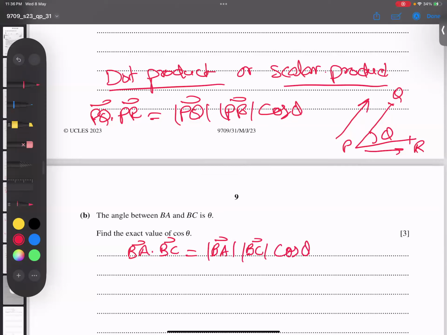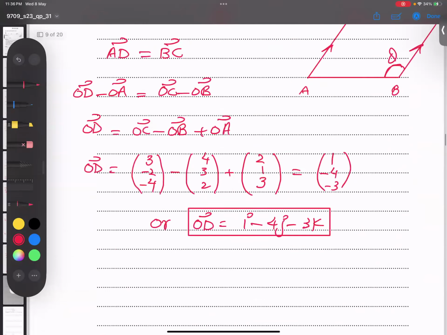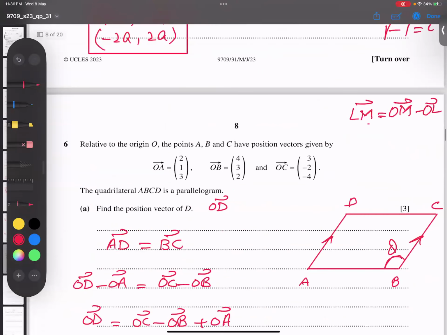But students, do we have BA, BC? No, we will find it. Okay, we will find it. Let's try to find BA and BC. Okay, students, I will find from here and save my time. Right, okay, BA first of all. What is the BA basic criteria? So OA minus OB.